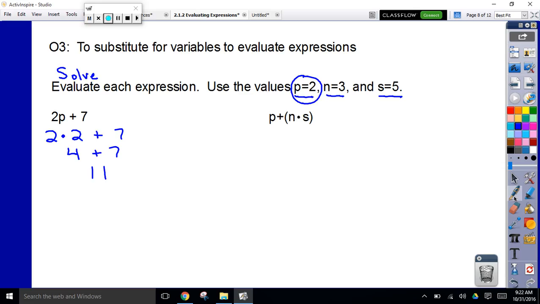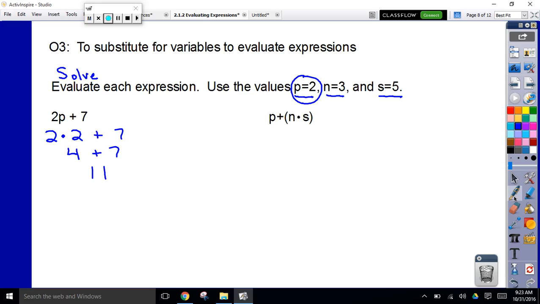Ben? With that problem, could it be like a negative p or a negative n or negative s? It is possible, yes. Sometimes it will tell us that p equals a negative number. So yes, that's possible. Most of what you have to do will be positive, but we will do some examples with negatives.